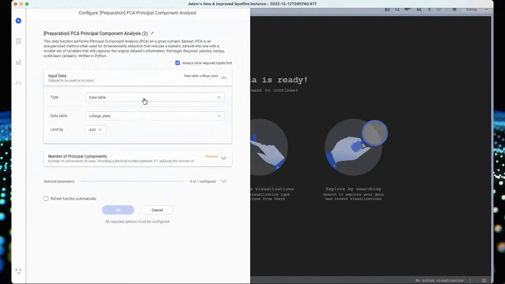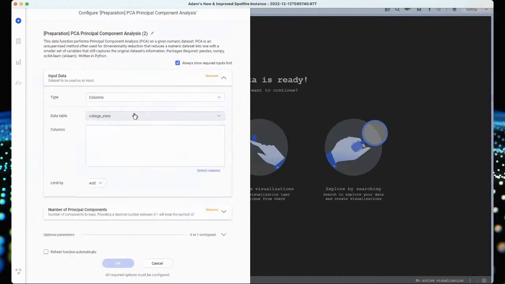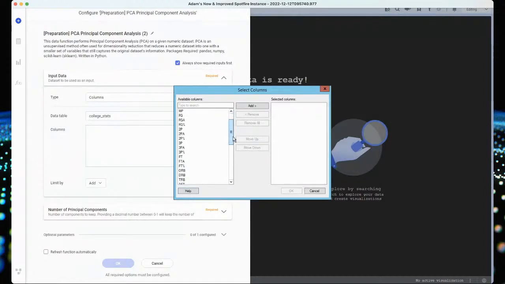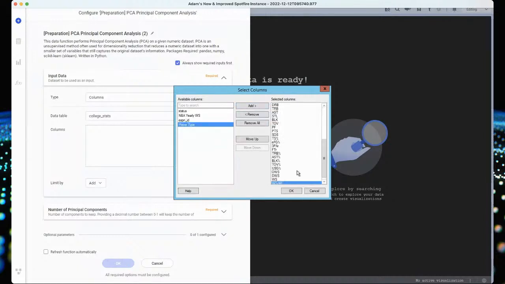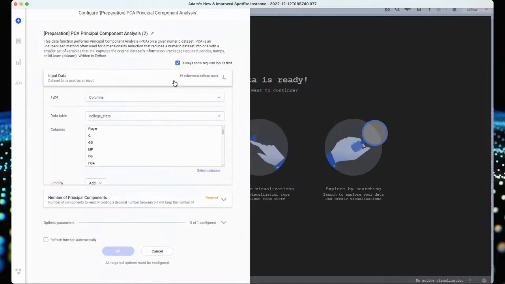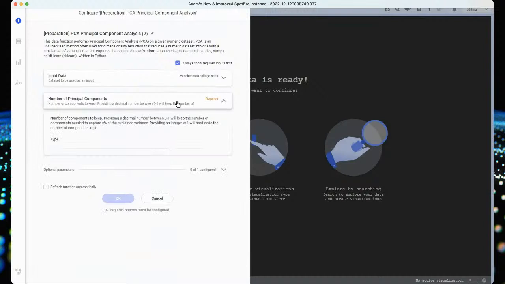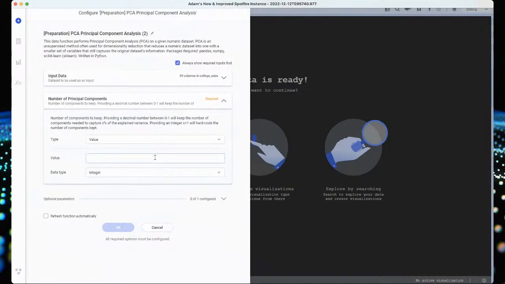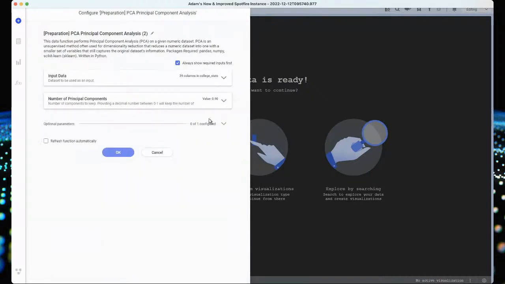It's asking for input data, so what I'm going to do is take all of the numeric statistics in this college stats data. I'll add them all here and click OK. Now it's asking for the number of principal components. I can hard code a specific number of components, but here I'll do 0.9 because I just want the number of components that will lead to 90% of the explained variance.